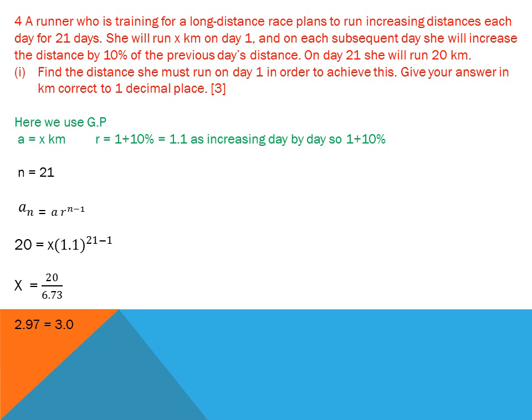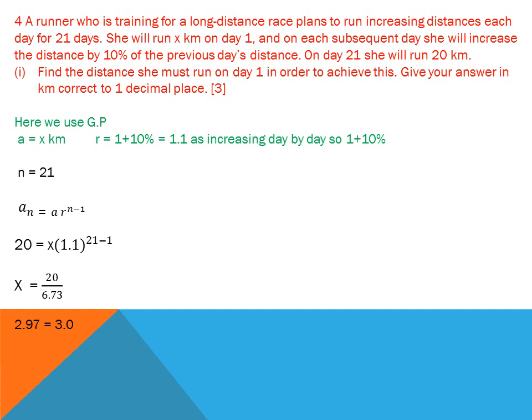So, Alona is training for a long distance race. She planned to run increasing distance each day for 21 days. It means n is equal to 21. She will run x kilometers on the first day. It means a, the first term, will be x, and on each subsequent day she will increase the distance by 10% of the previous day. From 10% we conclude that the question is related to the GP, geometric progression.